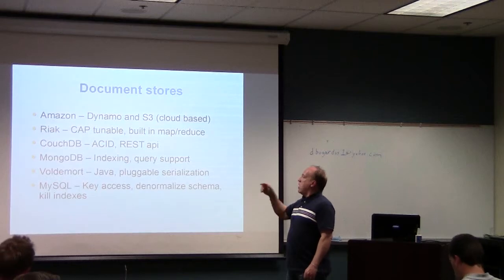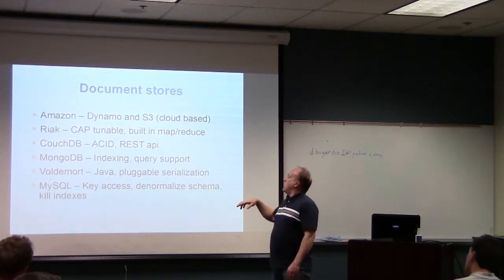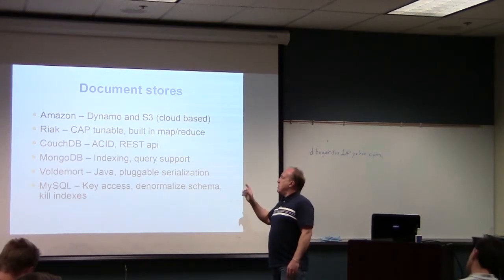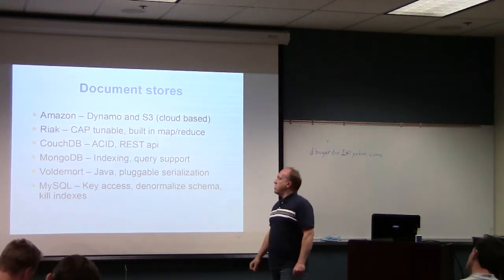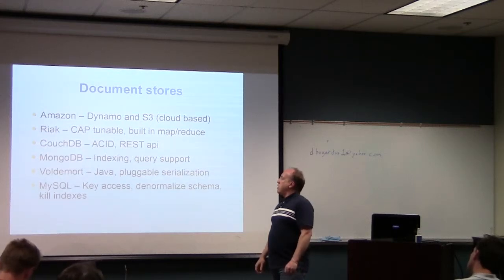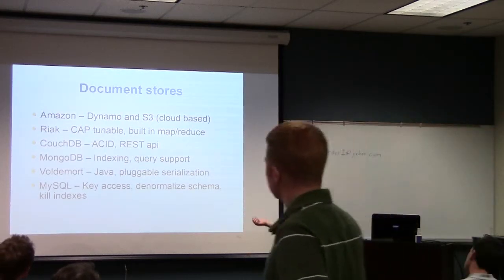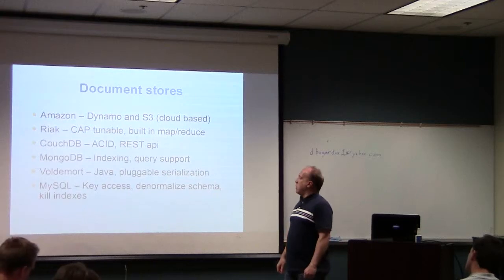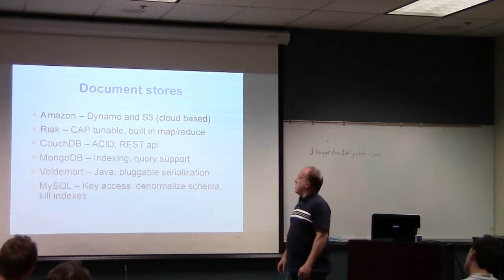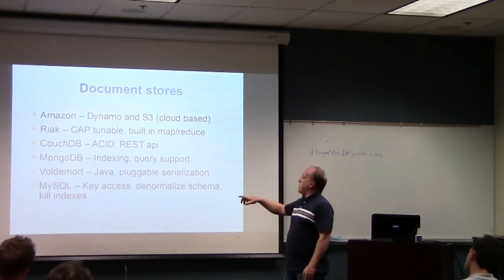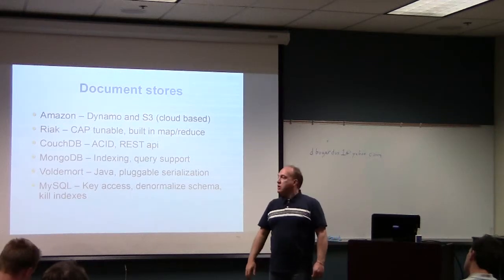Both CouchDB and MongoDB are very popular. Couch gives you full ACID support plus a REST API, which is quite interesting. So you can just use curl on the command line and play with these products. MongoDB has really strong indexing and query support, which can be very important. Voldemort, which I think was LinkedIn. I believe that's correct, they wrote that. Java-based, and they have a pluggable serialization model.